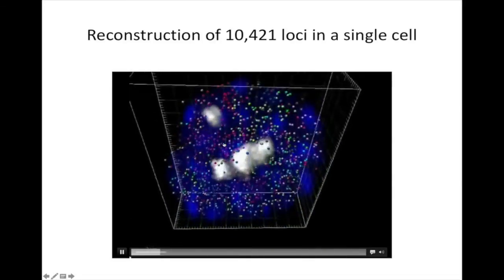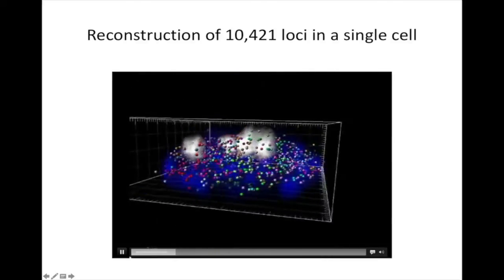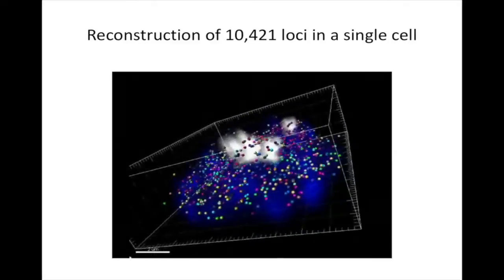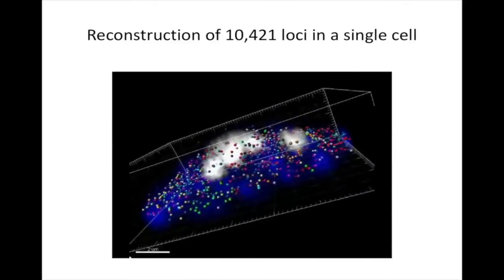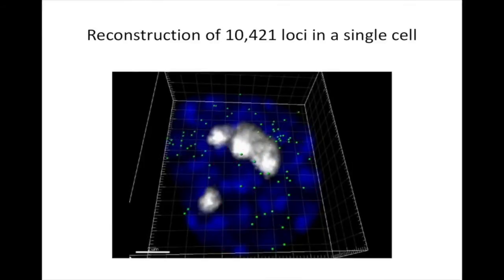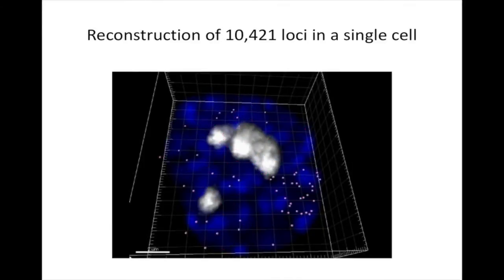So you're looking at a single cell, and the white parts are the nucleoli, and the blue are the heterochromatic regions. And then, of course, each of the dots is a transcription active site. And then in a second, we're going to go in and look at individual chromosomes. So here's chromosome 1, 2, 3, 4, and so on.